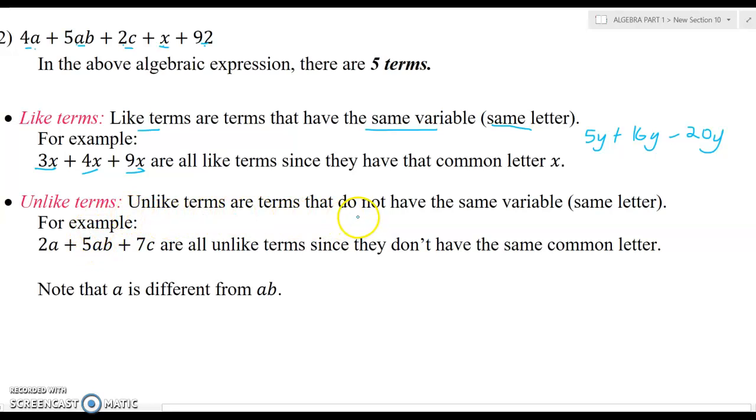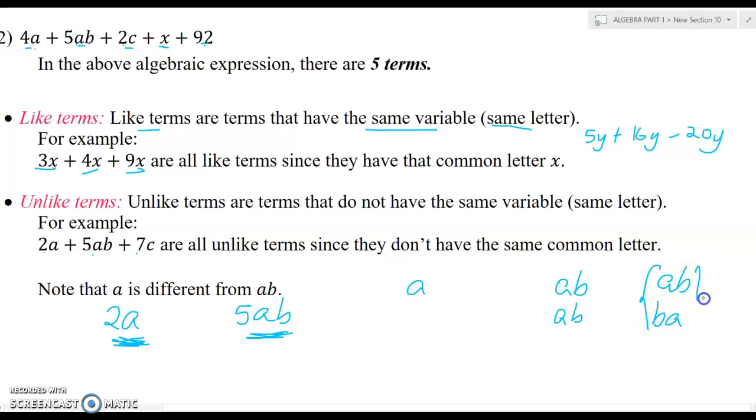Unlike terms are terms that do not have the same variable, do not have the same letter. So 2a plus 5ab plus 7c, they are all unlike terms because they don't have a common letter. You should be mindful that if I have 2a and I have 5ab, they are not like terms. A alone by itself is totally different from AB, right? They would only be like terms if I had AB and AB, or I could have AB and BA, right?